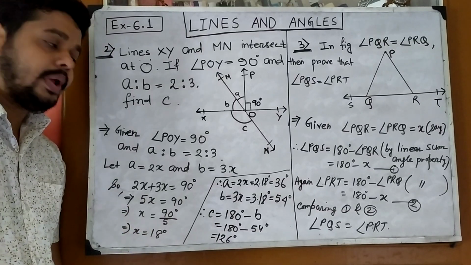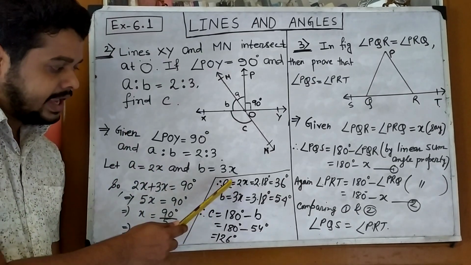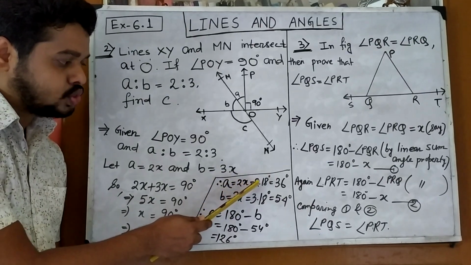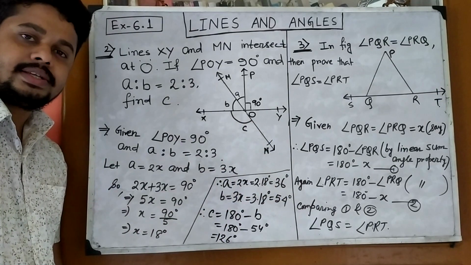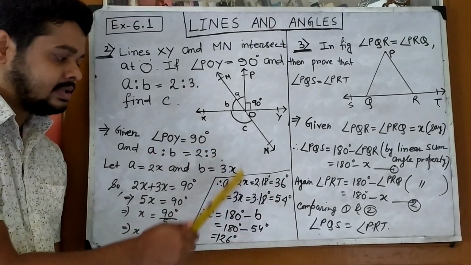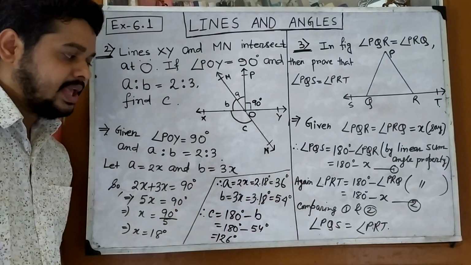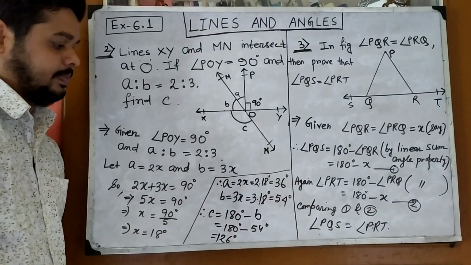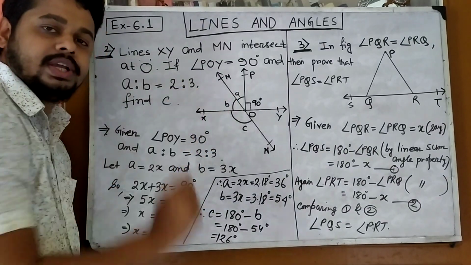If x equal to 18 degree, then value of A is 2x. So A equal to 2 into x, that is 2 into 18, that is 36 degree. And similarly B equals our 3x, and putting the value of x as 18 degree, we are getting B equals to 54 degree. See, B is now 54 degree.